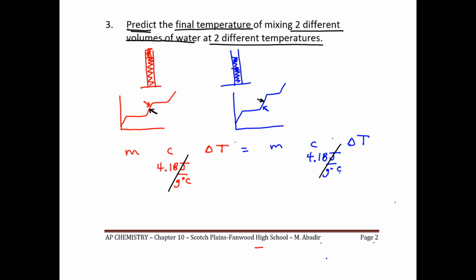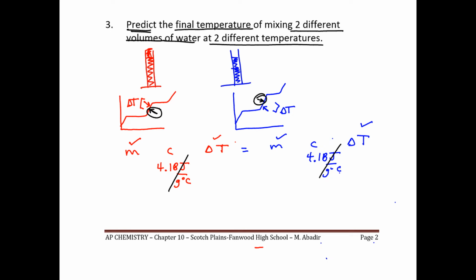So the ΔT over here is the hot. You're going to know that one. You're going to know the ΔT of the cold. You're going to know that one. And then, of course, you know the mass of the cold and the mass of the hot. So you could do this lab first and just see how it comes out. But what you want to be able to do is predict the final temperature. How would you calculate that final temperature?